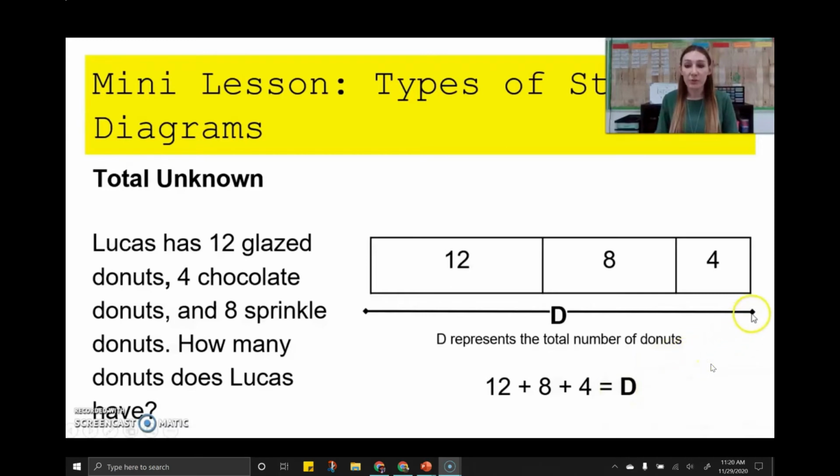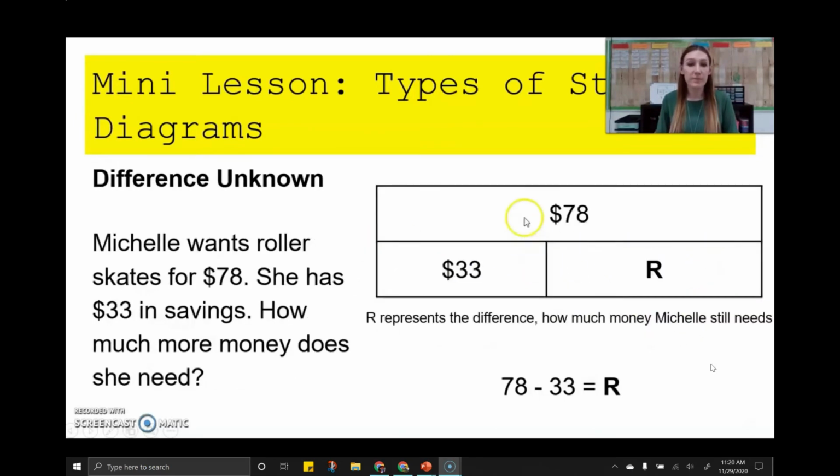So you may also see strip diagrams represented with a line instead of a bar. It represents the same value. It's just saying that this line holds the same value or is equivalent to this bar.